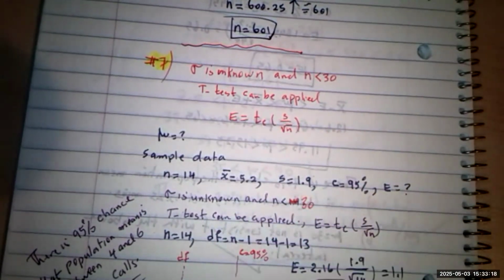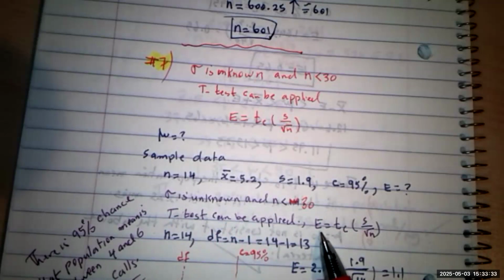The cut point is 30. Okay, sigma is unknown and the sample size is less than 30, so the t-test can be applied, not the z-test. You have to tell us, okay, t-test. In the case of the t-test, E is equal to t_c times s over radical n.